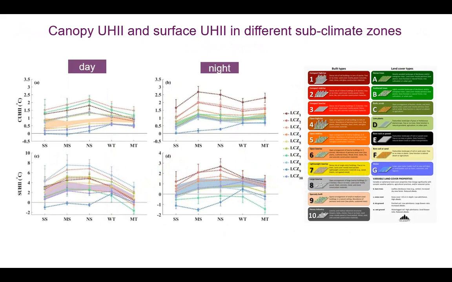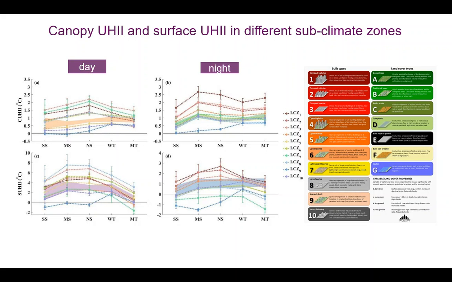For example, usually at nighttime, local climate zone 1, the compact high rise, usually has a higher urban heat island both in surface and in the canopy. And in the daytime, it goes quite different. Usually, the canopy urban heat island appears in something like LCZ 4, which means open high rise. And for the surface urban heat island, it usually goes to LCZ 8, which is something like the large low rise.